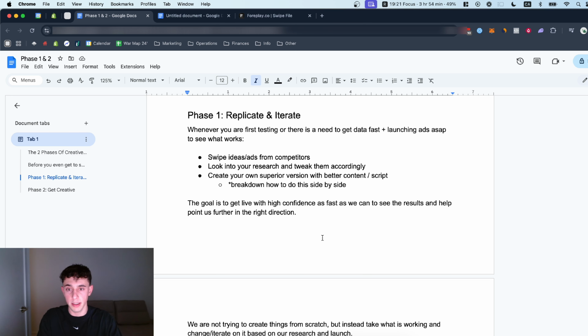This will get you 6-figure months if done properly. And once again, if done properly, meaning we don't rip ads, we take their ad, we learn from it, we reverse engineer it by breaking it down on a doc like we did there.